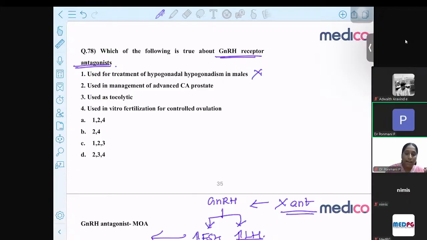It is used in the management of advanced CA prostate. Yes, very right. It can be used in cases of prostate cancer. It is used as a tocolytic. Tocolytic is an agent that is going to relax the uterus. It has nothing to do with the tocolytic action. And it is used in vitro fertilization for controlled ovulation. This is an important word. Yes, of course. So the right answer is option B, which is 2 and 4.